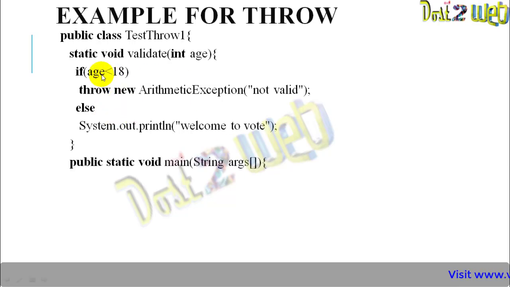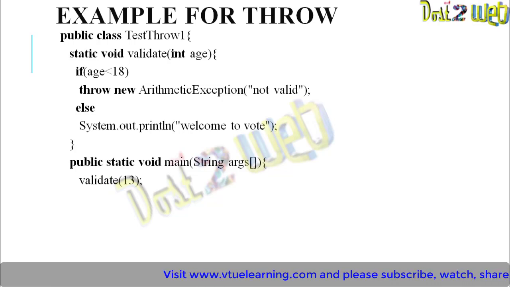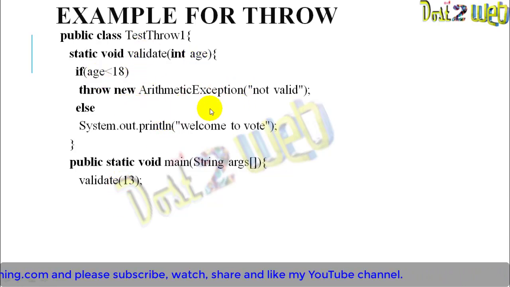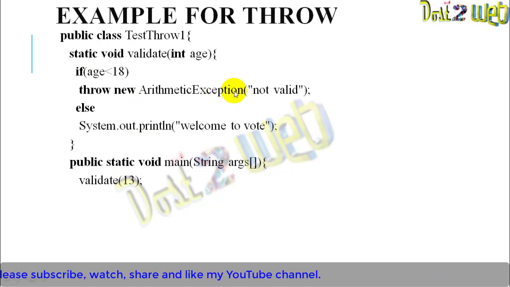So this one method has been created. Now I am creating the main method, and in the main method you are going to pass the argument. So I am passing the argument as 13. So what will happen? Now age will refer to 13. Age is less than 18, so it will give you the exception as not valid.